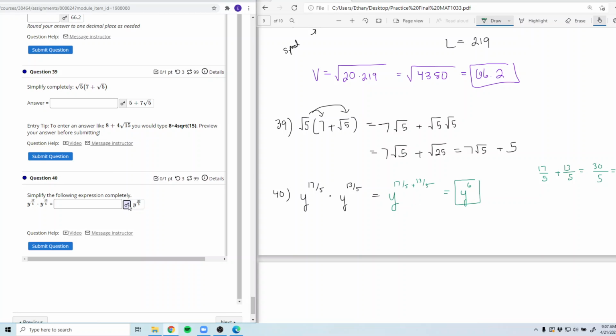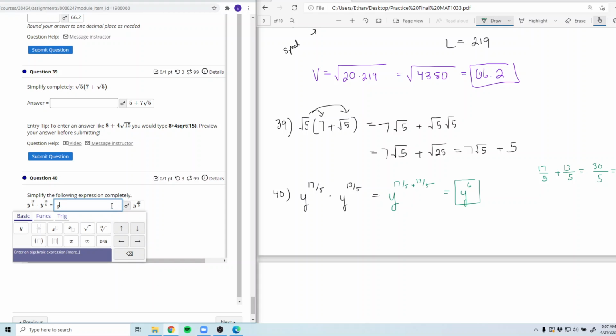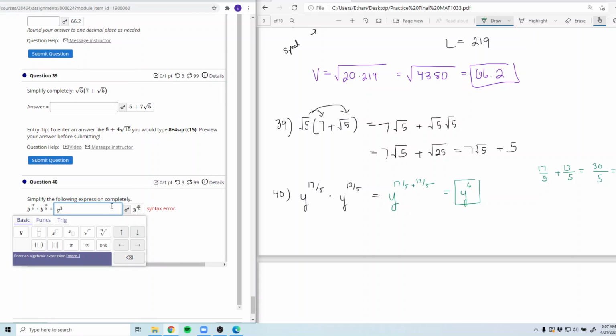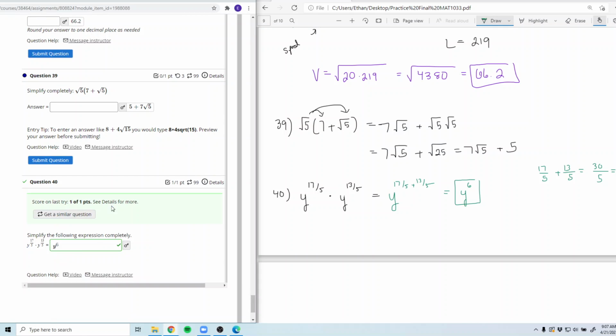And we can check. It actually did not simplify the 30 over 5 to 6. I'm not sure why. Let's go ahead and just do it. Y raised to the 6th power. You can see that it does simplify to that.